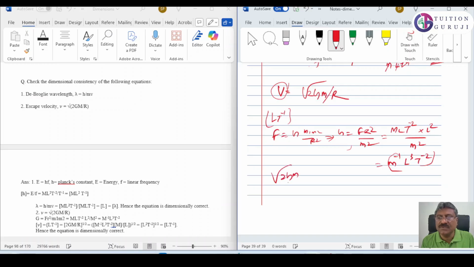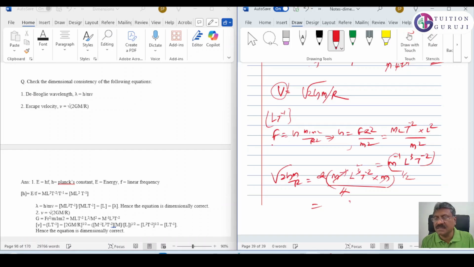Now square root of 2GM by r is equal to G. The 2 is a constant, therefore we are ignoring it. M raised to minus 1 L cube T raised to minus 2 into M divided by R. R is L again. The whole raised to half. So this M will get cancelled, one L also will get cancelled here.